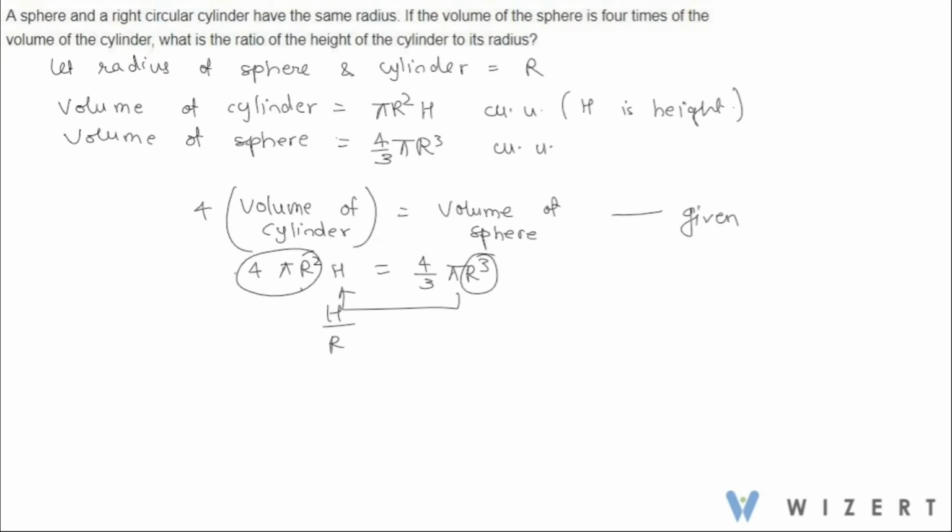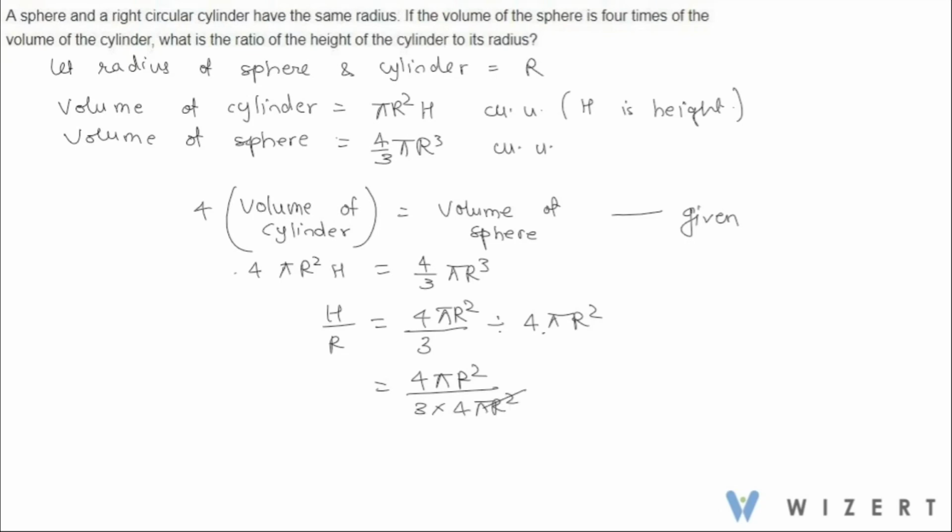So we get h by r equal to 4 by 3 pi r square divided by 4 pi r square, which is equal to 4 pi r square divided by 3 into 4 pi r square. These two get cancelled out and we are left with 1 by 3. So we get the ratio of height of the cylinder to its radius as 1 by 3. So h is to r is equal to 1 is to 3. This is the answer.